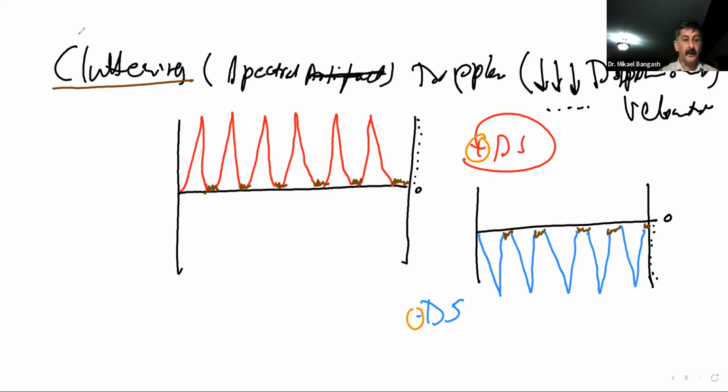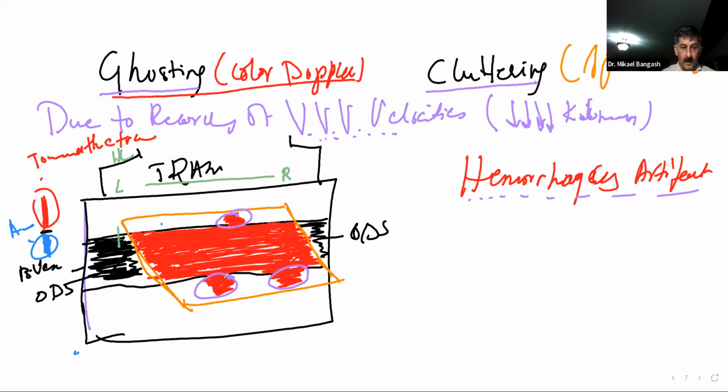So whether it was cluttering on a spectral Doppler or ghosting on a color Doppler, they were both due to recording of very, very low velocities. Did you girls get that?